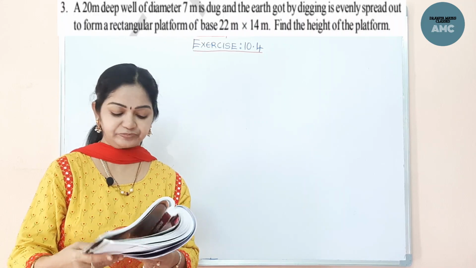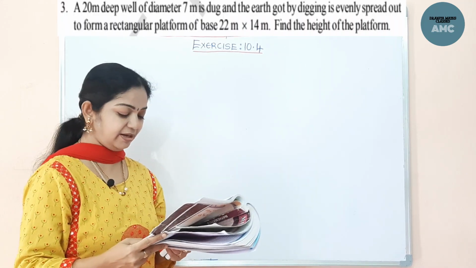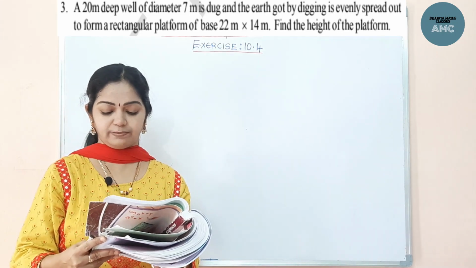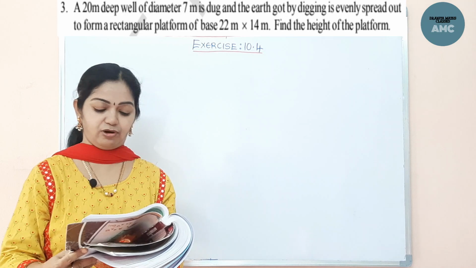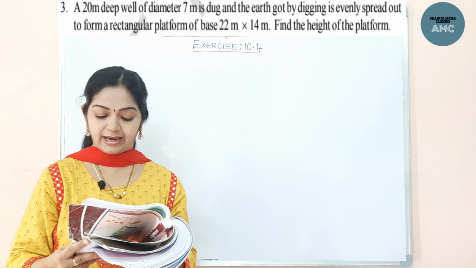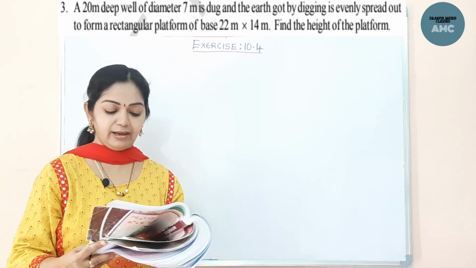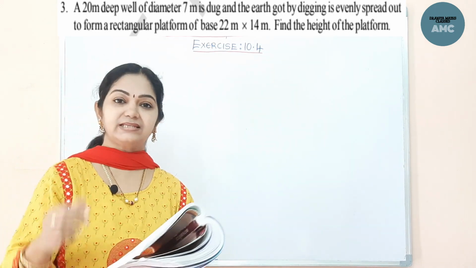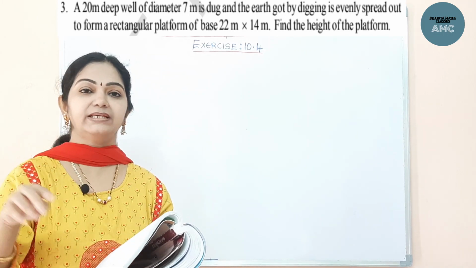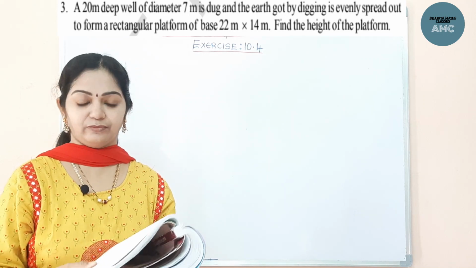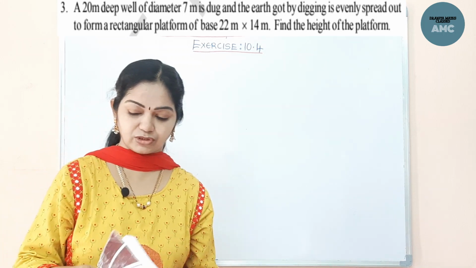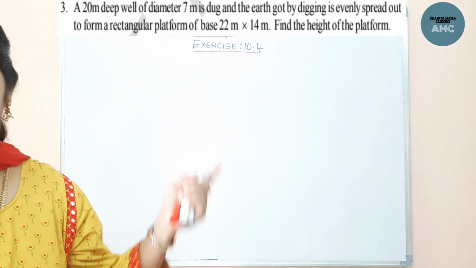The third problem: a 20-meter deep well of diameter 7 meters is dug and the earth got by digging is evenly spread out in the form of a rectangular platform of base 22 meters and 14 meters. Find the height of the platform. Now a well is dug and the earth which is dug is being placed in the form of a rectangular platform wherein the length and breadth are given, the height we have to find. So here also is a conversion of one solid to the other.